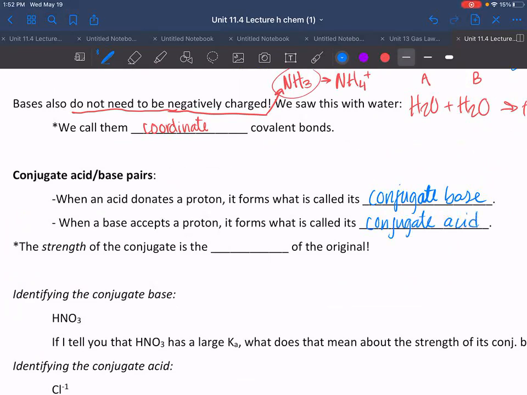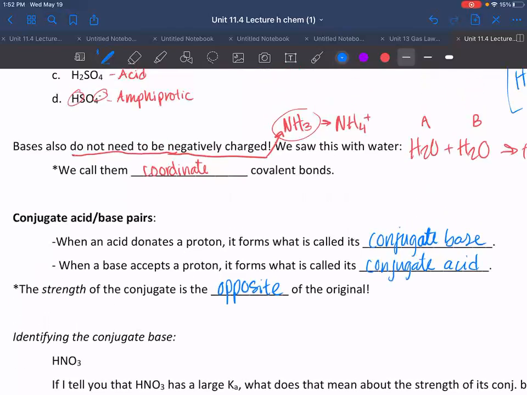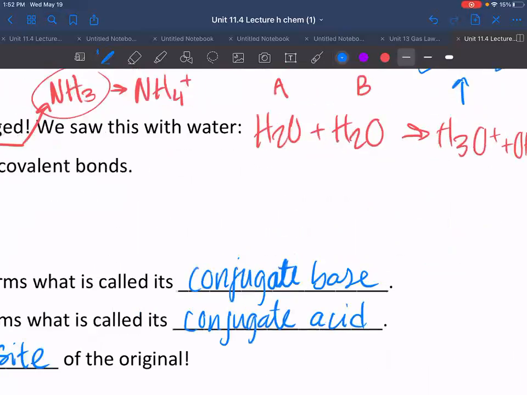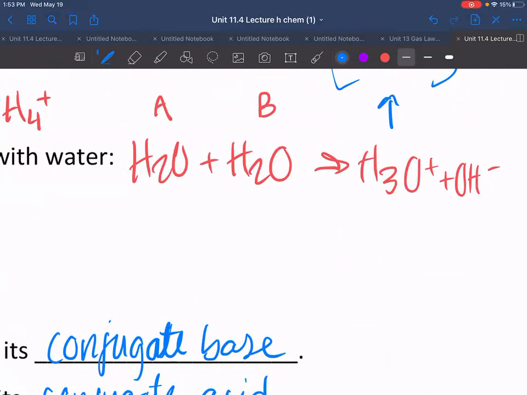What's really neat about this is if you have a weak acid and it donates its H, the conjugate base it makes on the other side of the reaction arrow is strong. So the strength of the conjugate is the opposite of the original. Strong acids make weak conjugate bases and vice versa. First we're going to work on identifying, so let's look at this reaction here. If we have an acid and a base, on the right-hand side, which is the acid, H3O plus or OH minus? Which one can donate hydrogen?